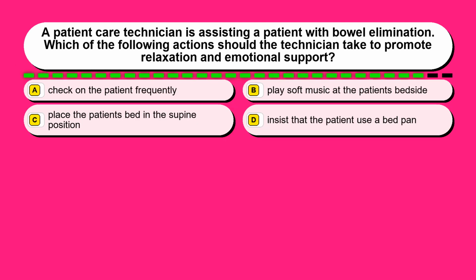Question 41. A patient care technician is assisting a patient with bowel elimination. Which of the following actions should the technician take to promote relaxation and emotional support? Option A, check on the patient frequently. Option B, play soft music at the patient's bedside. Option C, place the patient's bed in the supine position. Option D, insist that the patient use a bedpan.